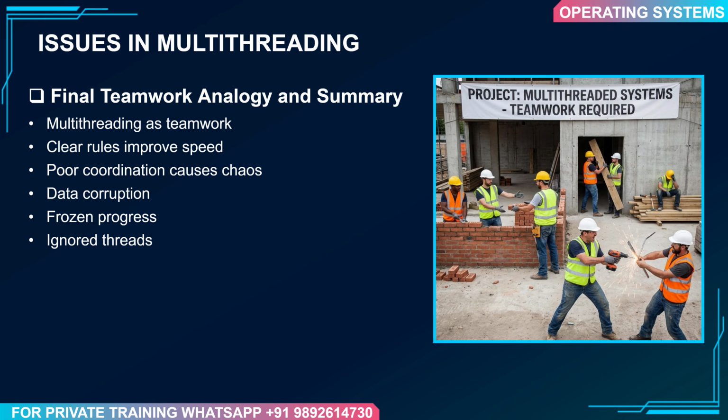In simple terms, multi-threading is like teamwork. When everyone communicates clearly and follows rules, work gets done faster. When communication breaks down or rules are unfair, chaos follows. Race conditions corrupt data, deadlocks freeze progress, and starvation quietly sidelines some threads forever. Understanding these issues is a crucial step toward writing correct, efficient, and reliable multi-threaded programs.